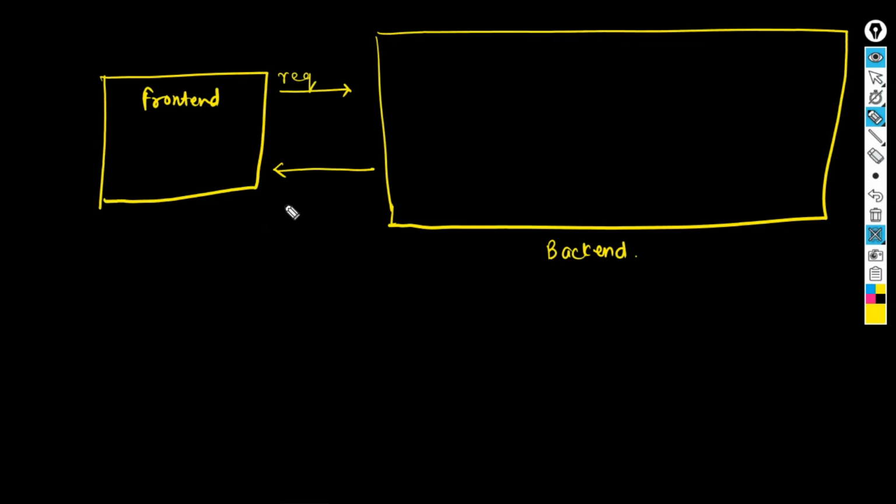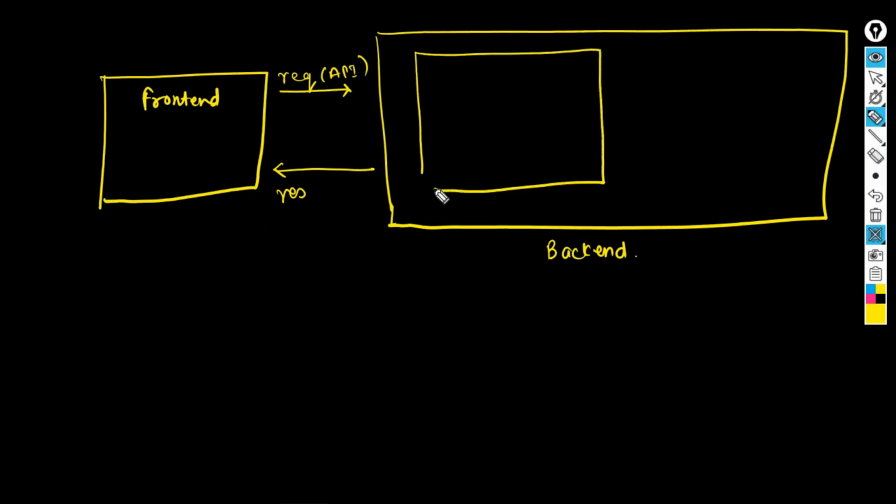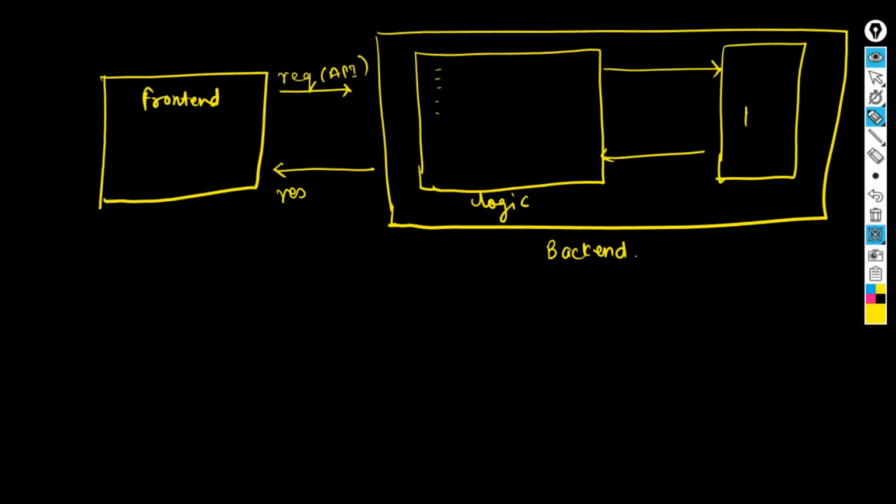You are requesting some data, and you are getting a response with that data. You are requesting through what? APIs. In the API, your logic is written. When this particular API is hit, what type of logic should run? And this logic is then connected further to your database, DB. This is your database.